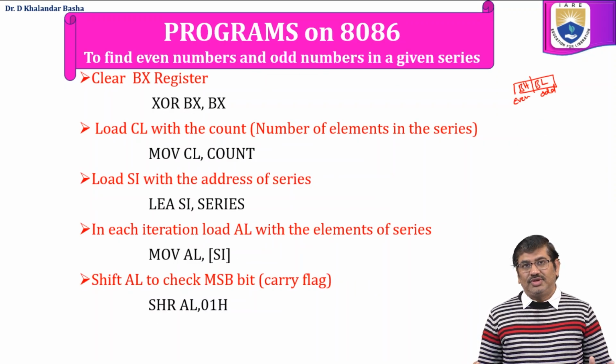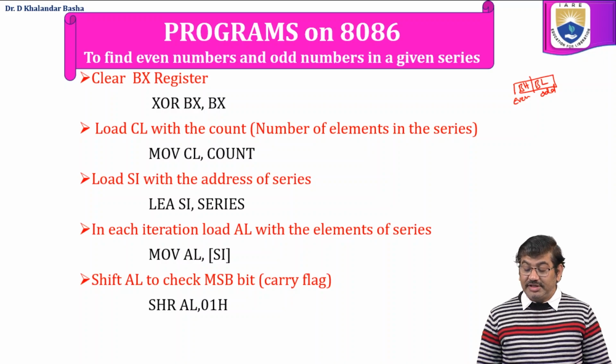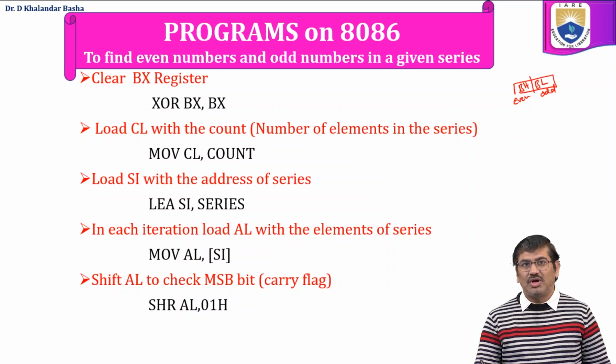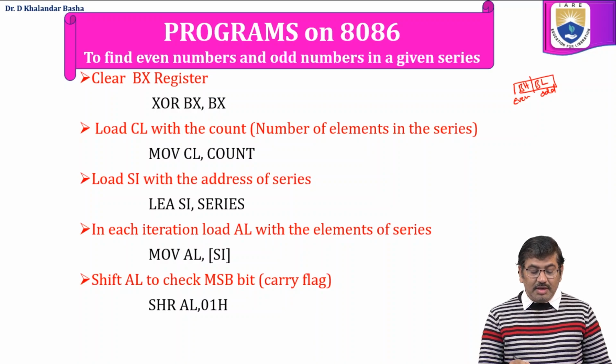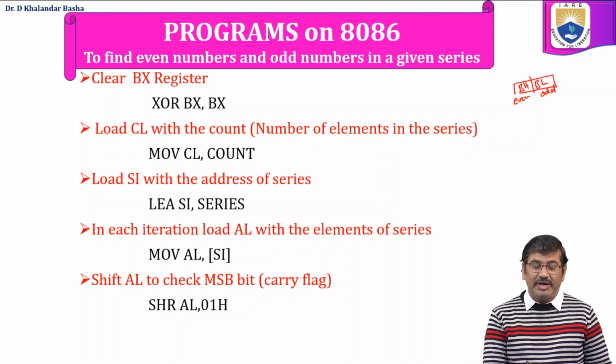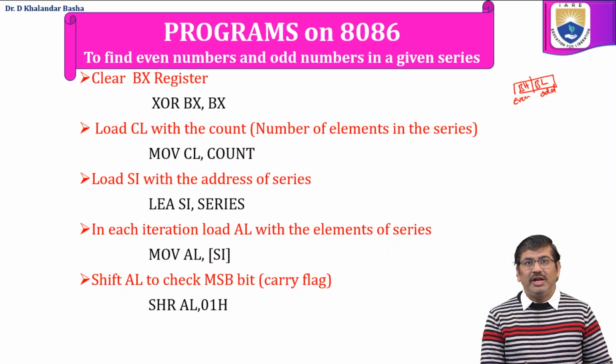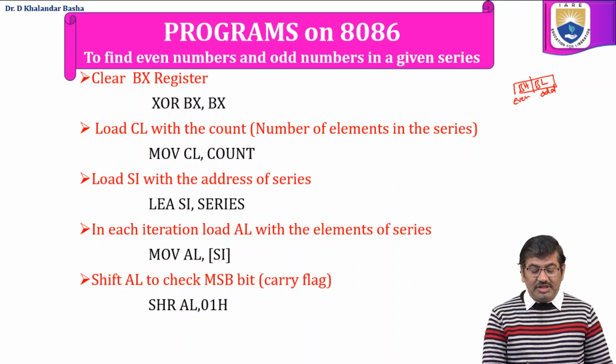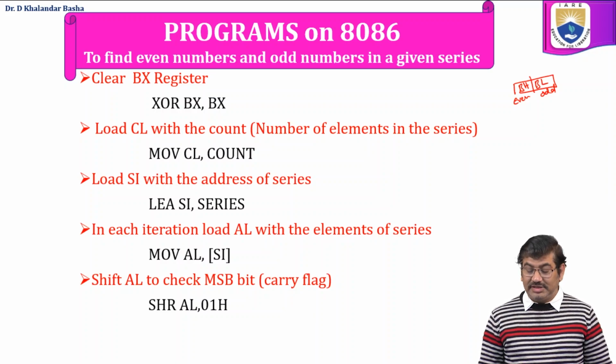So for that purpose, first we are clearing the BX register, then we are reserving the BL register for counting odd numbers, and BH for counting how many even numbers are there in a given series. Next, how many values we are going to take in the given series, we take as a count which will be in the memory of the data segment. This count we are going to load into the CL register.